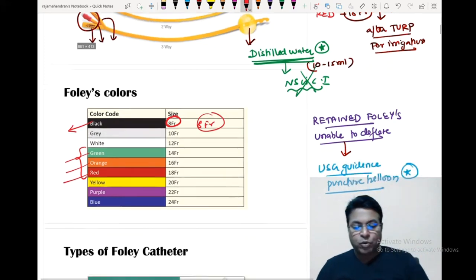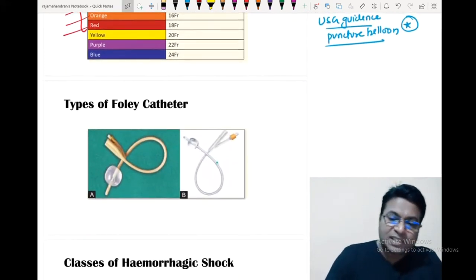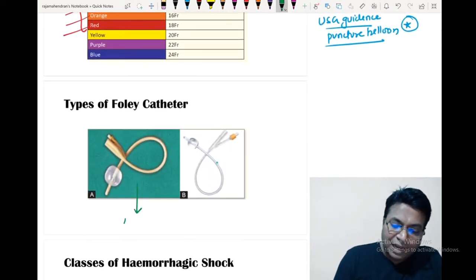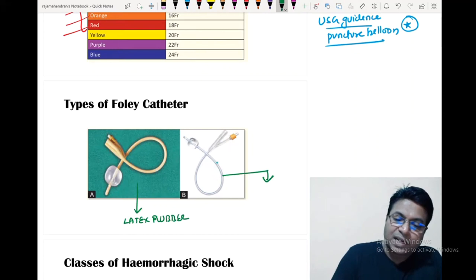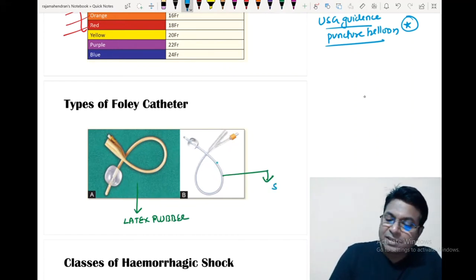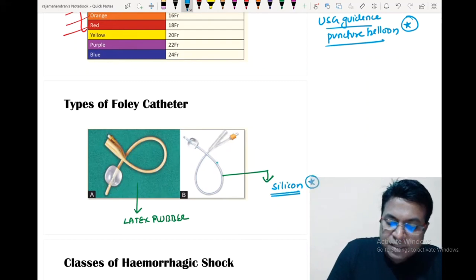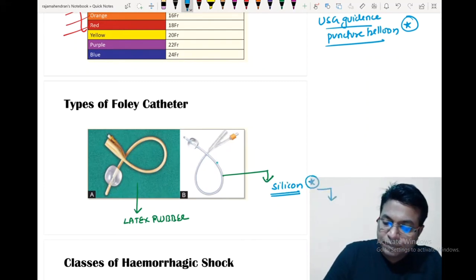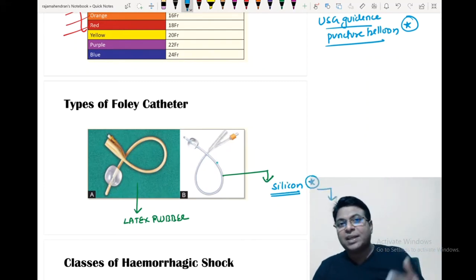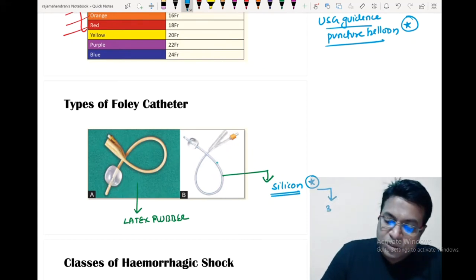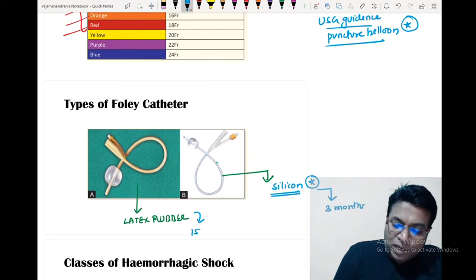Okay, so these are the most important things. These are the 2 types of Foley's catheter we have. This is a typical latex rubber made catheter. What is the second one? Can you tell me what is the second catheter? The second catheter is the silicone catheter. Silicone catheter is used for patients who need to have the catheter for a long period. We can use the catheter for 3 months. Whereas the latex rubber catheter will be used only for 15 days to 1 month maximum.